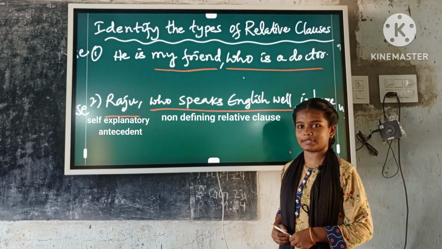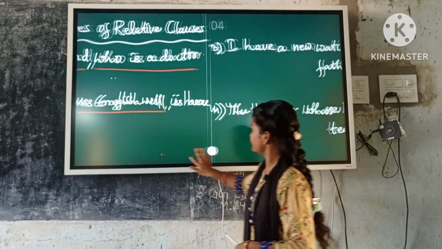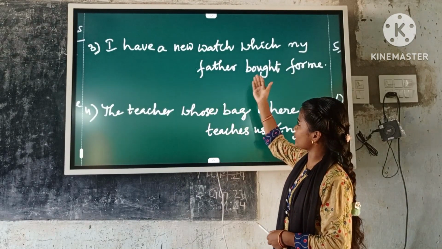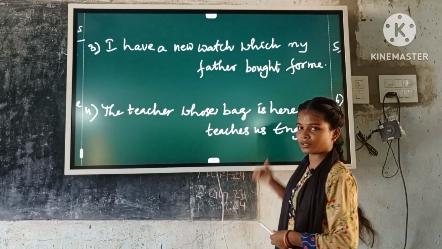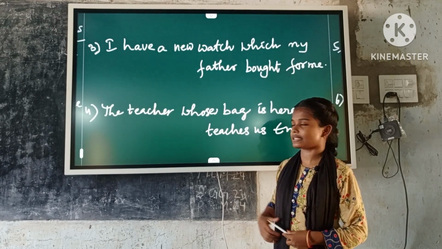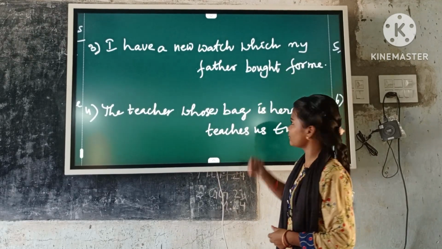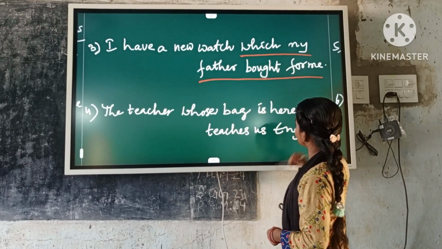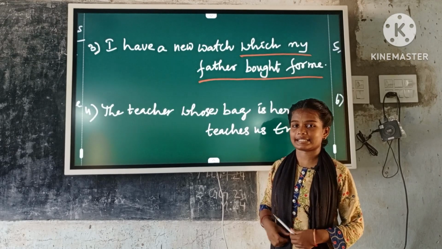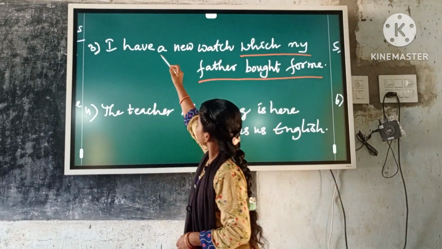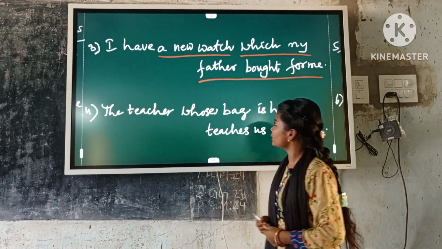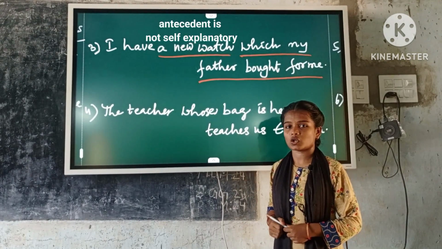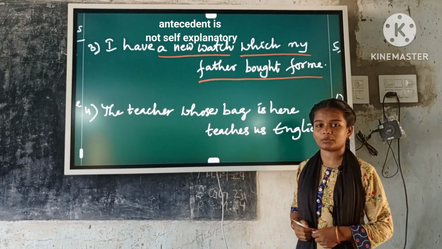Now some more examples. Third example. I have a new watch which my father bought for me. Here relative clause is which my father bought for me. Antecedent is a new watch. Here antecedent is not self-explanatory. So this clause is called defining relative clause.